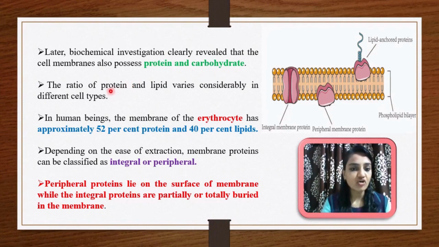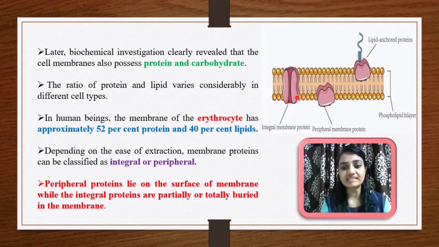The ratio of protein and lipid varies considerably from cell to cell. In human beings, the membrane of the erythrocyte, that is the RBC, has approximately 52% protein and 40% lipid. Depending on the ease of extraction, membrane proteins can be classified as integral or peripheral.